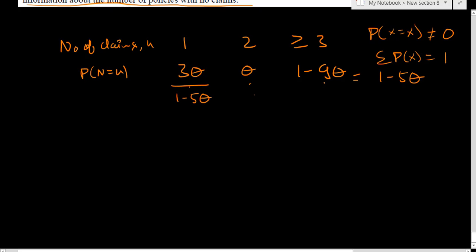So this is 3 theta over 1 minus 5 theta. This is theta over 1 minus 5 theta. And this is 1 minus 9 theta over 1 minus 5 theta. Right? So that is what will happen. Now this is a proper probability distribution.